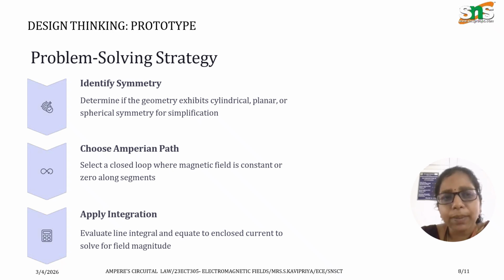And what is the procedure behind Ampere's circuital law? First, we have to determine the symmetry: whether the geometry exhibits cylindrical, planar or spherical symmetry. Second, we have to choose the Amperian path, a closed loop where the magnetic field is constant or zero. Third, we have to apply the integration: evaluate the line integral and equate it to the enclosed current to solve for the field magnitude.